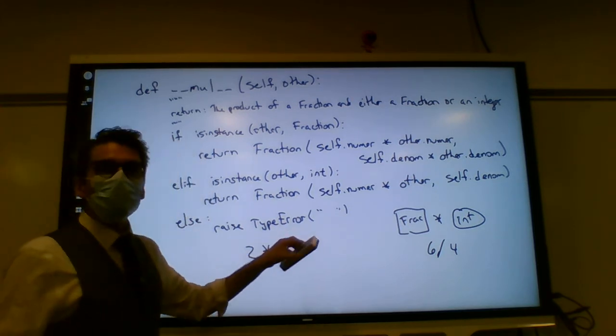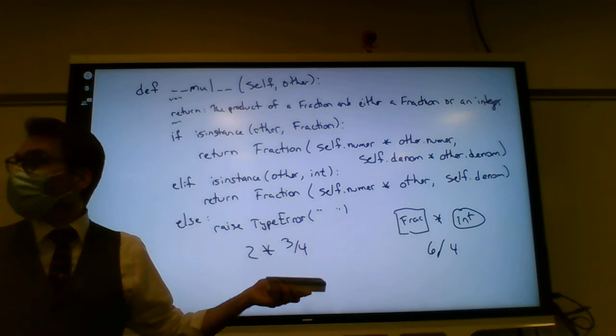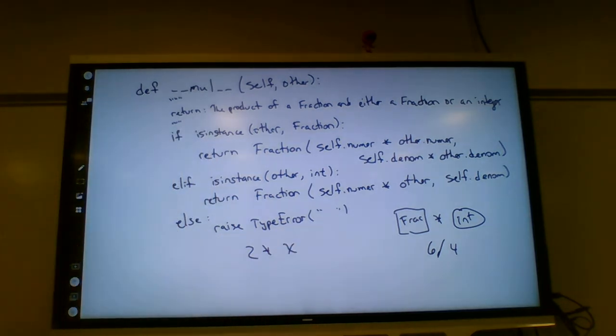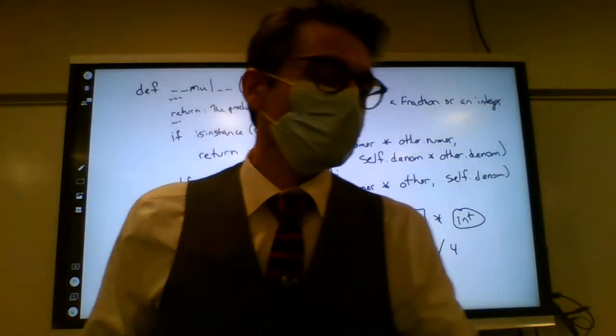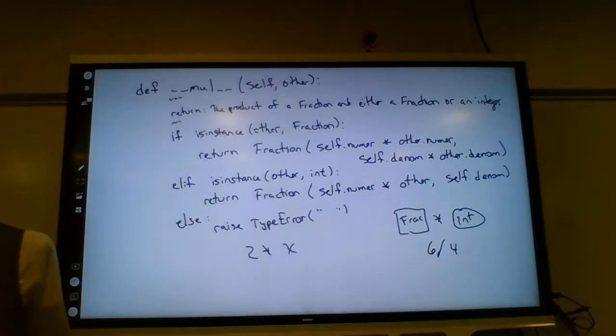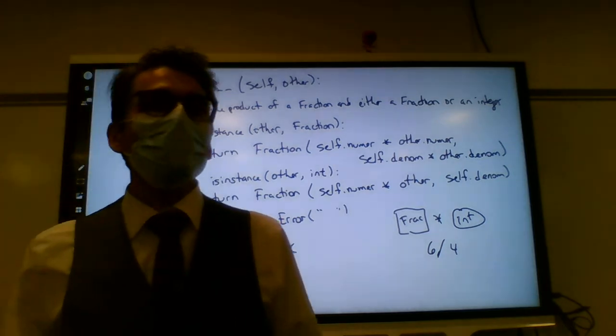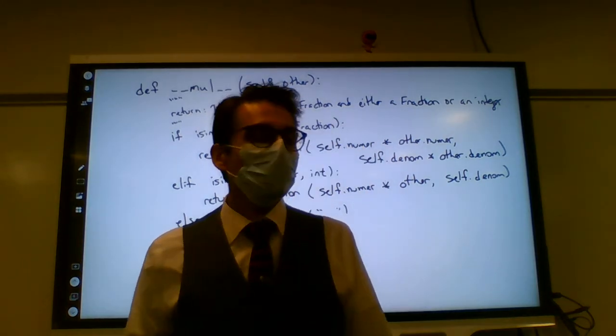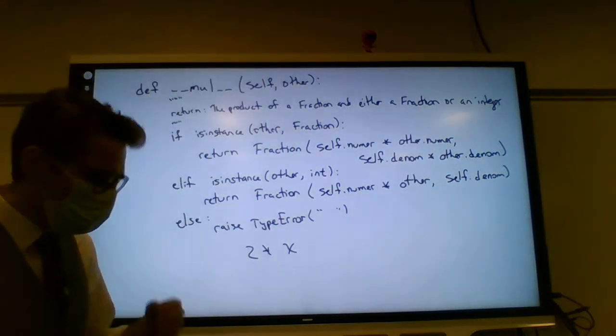So you had x, which was the fraction 3 over 4. Let's do 2 times x. It gives you an error. Does it give you the error that you wrote? No, that's not an error that you've written. All right, so what happens if you see this?